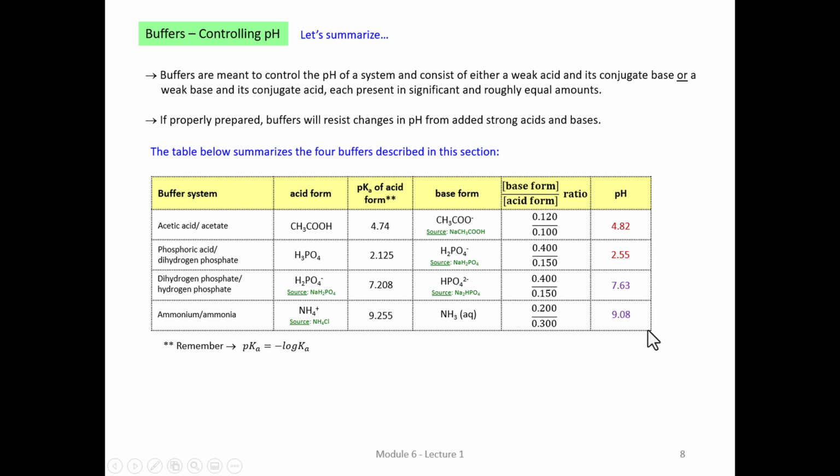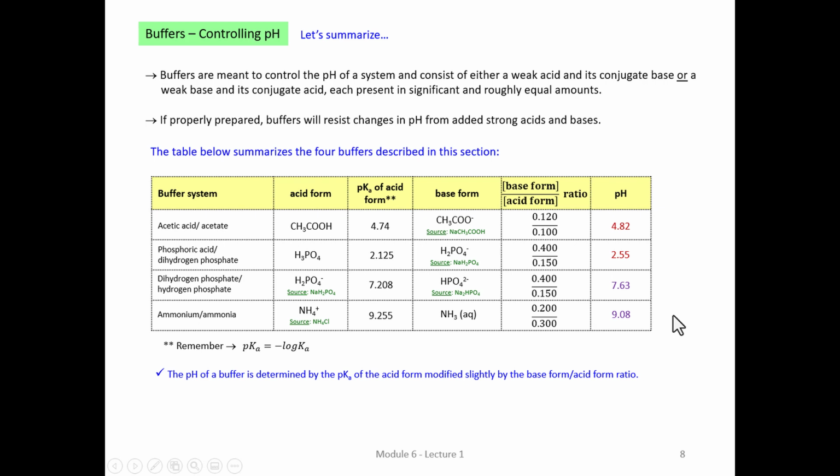It's good to note that the pH of a buffer is determined pretty much by the pKa of the acid form, modified slightly by the base form to acid form ratio. So in the acetic acid acetate buffer, the pH is quite close to the pKa of the acid form. Same thing for each of these buffers. So the pH is going to be equal to or close, either slightly higher or slightly lower than the pKa of the acid form of that buffer.